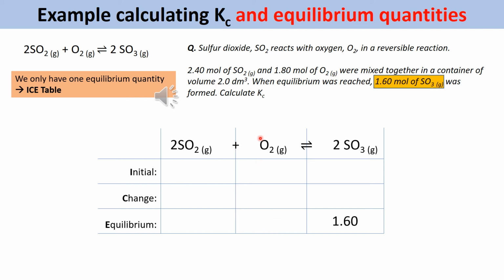But I do know how much sulfur dioxide I had initially and how much oxygen I had initially, how much went in. So I can put those two values in the first two columns of this table here. So I know I had 2.4 moles of sulfur dioxide to start with and 1.8 moles of oxygen to start with. Okay, now there's one more thing I know as well.